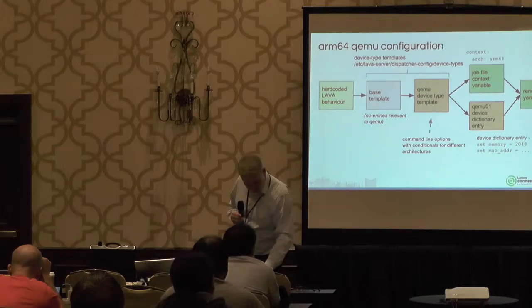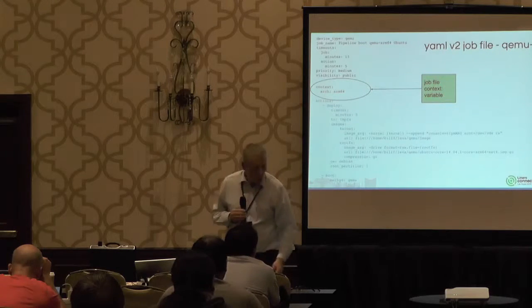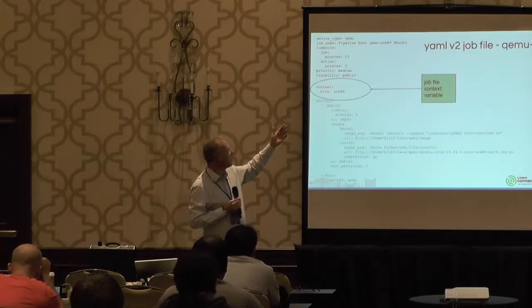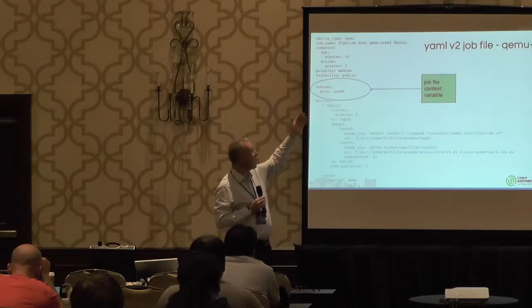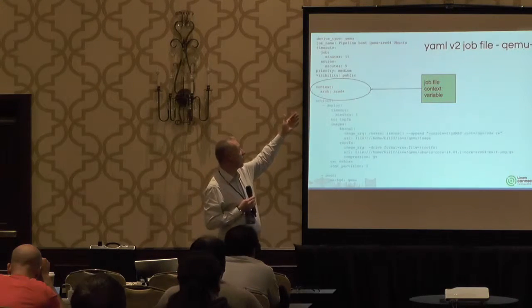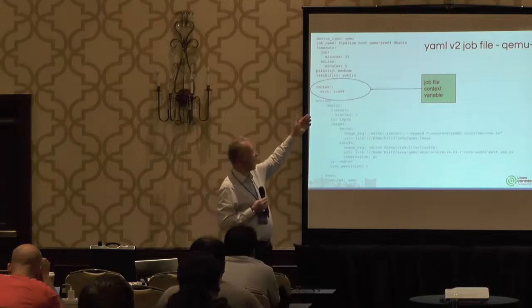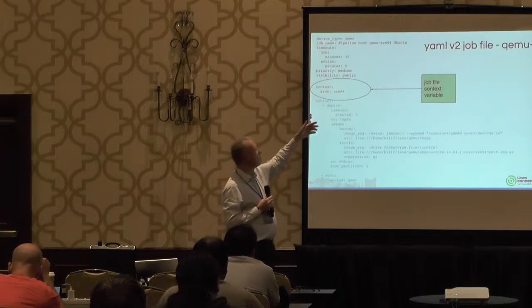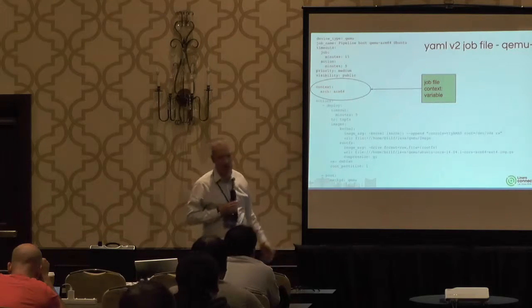And that ARM64 context is a context variable inside the job file. I've just highlighted it here, just above the actions section. Actions was highlighted in the previous job file, but here's the context, ARM64.